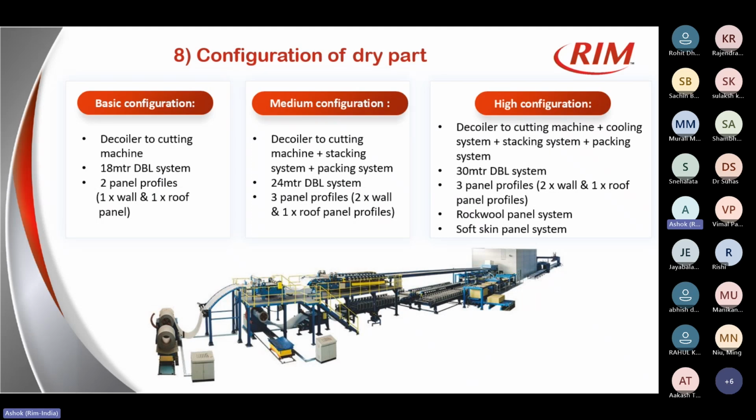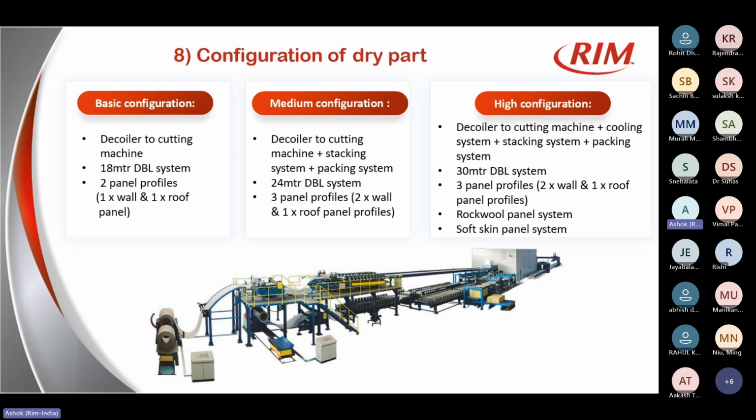In terms of configuration of the continuous line, there are majorly two parts involved. One is the dry part and the second is the wet part. For the dry part, the configurations are divided into three groups. The first group is basic configuration.